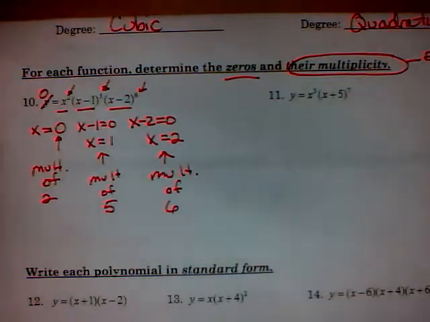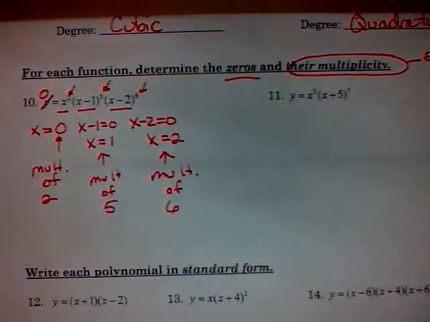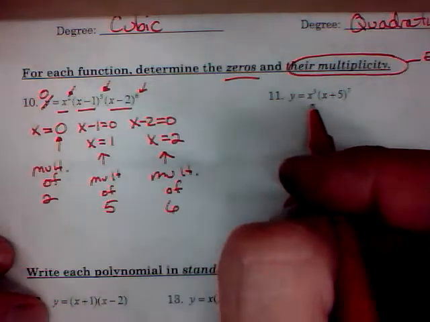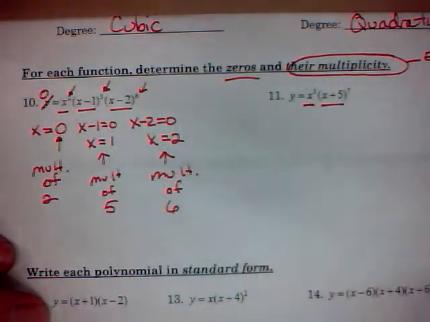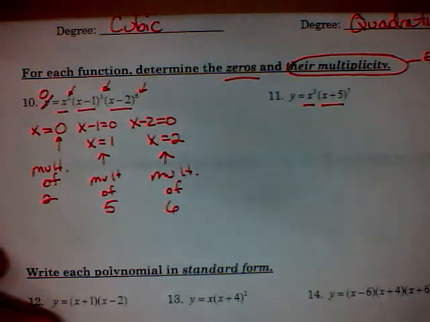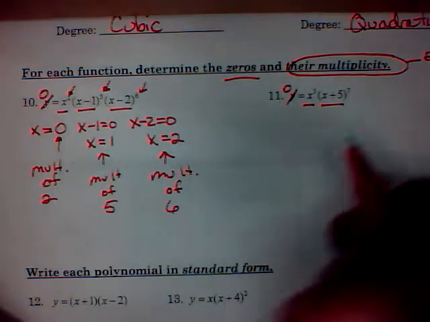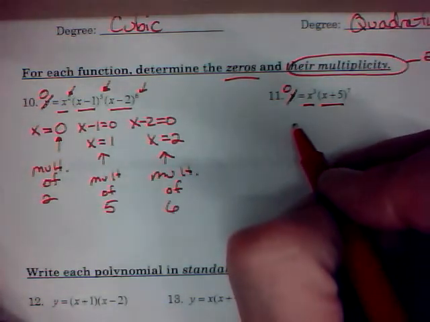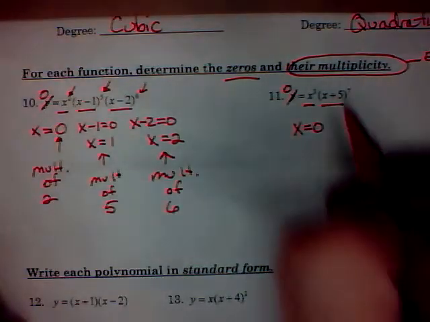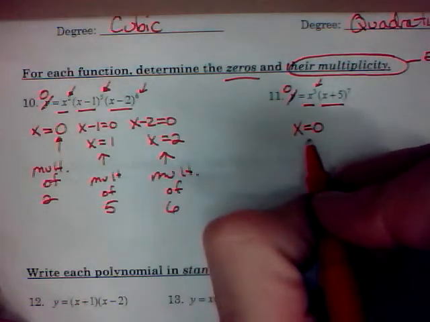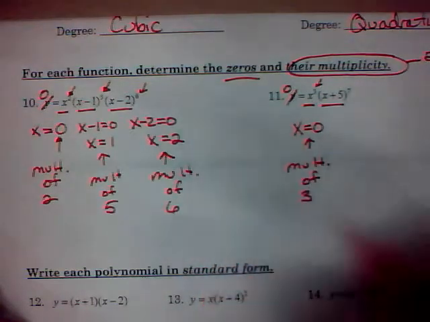Okay. Now on number 11, here, we've got x cubed times x plus 5 to the 7th. So again, this would be set to 0. So what would get you 0? Obviously, x would equal 0. And then since the power is 3, this has a multiplicity of 3.